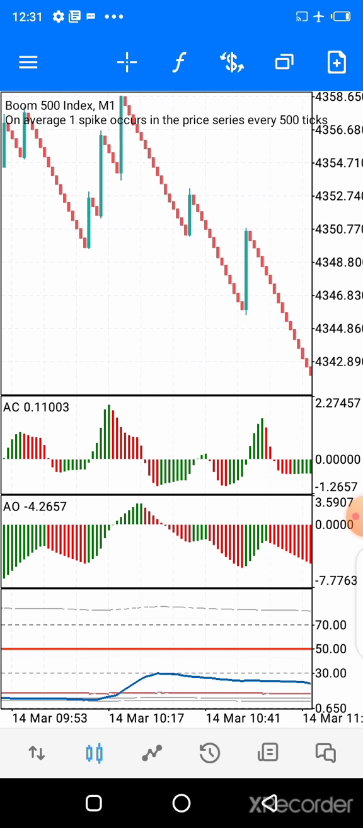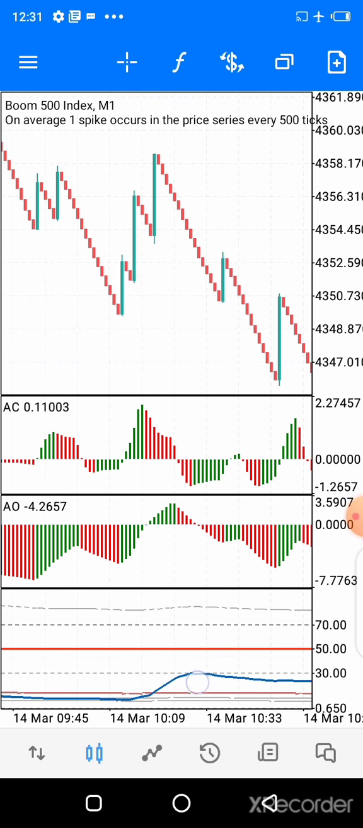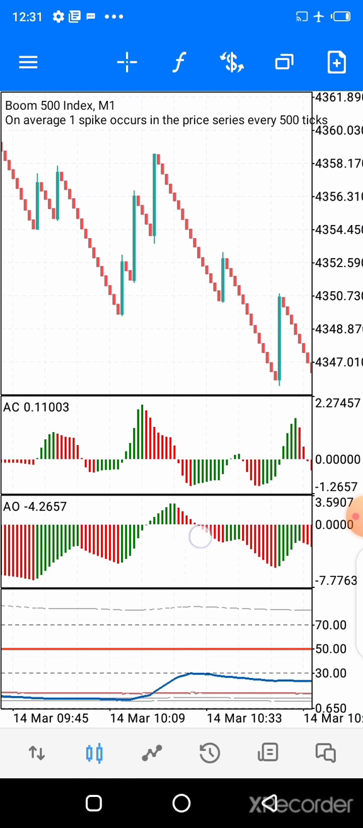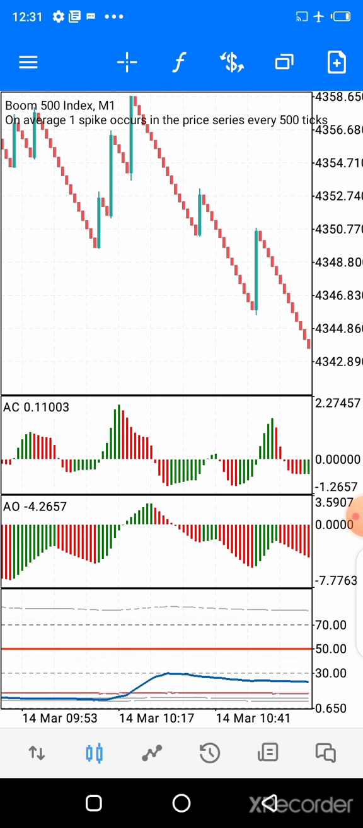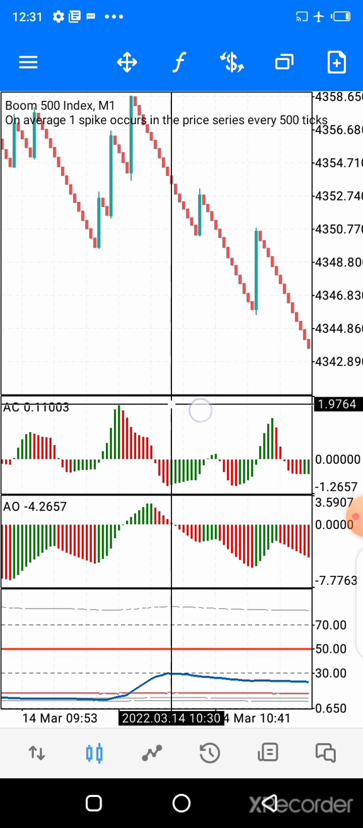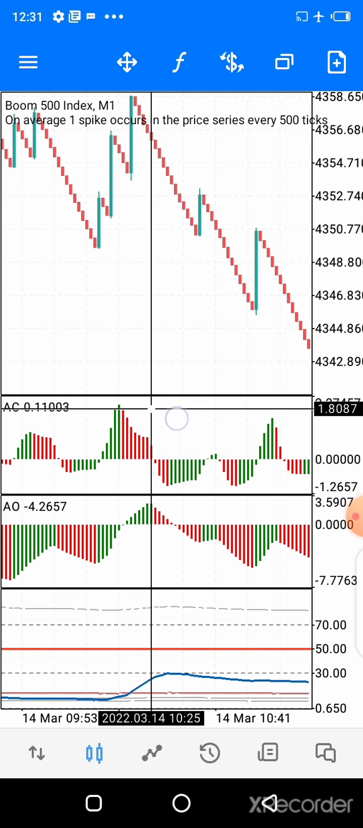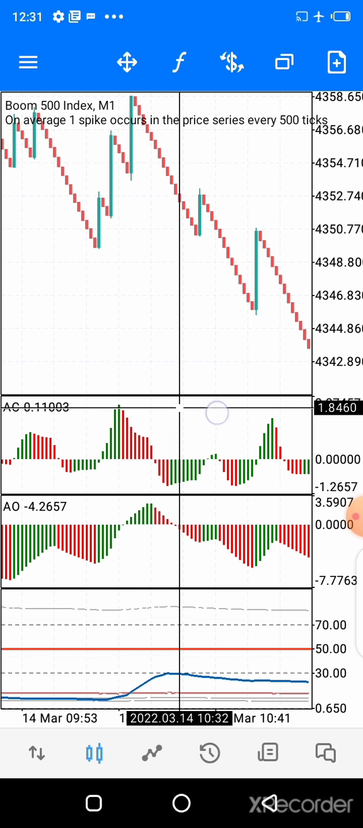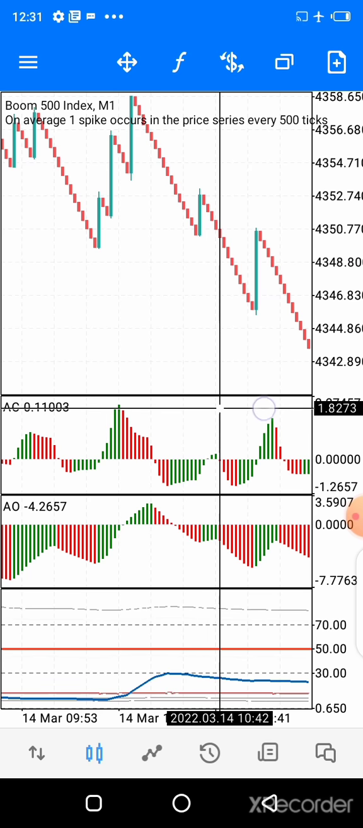Okay, so now let's see. Our conditions are met here. Our RSI here is below level 50. So we'll be looking for when this accelerator oscillator will be red and the awesome oscillator will be red as well. So let's see. We have the conditions are met here. See red here, so you count 1, 2, 3. Okay, we have 4, then it changes to green. Close your trade, please.